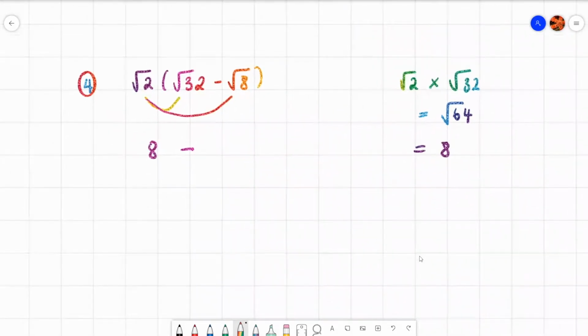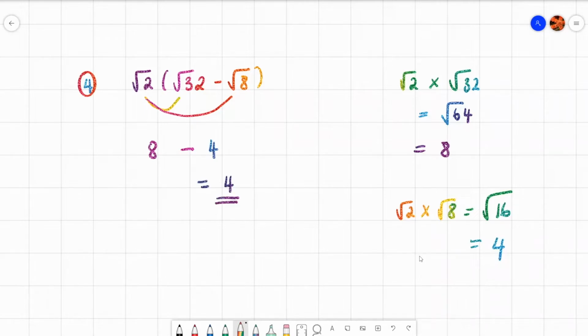Now we need to do square root of 2 times square root of 8. Again, you just times square roots together. So I end up with square root of 16. However, I know what the square root of 16 is. It is 4. So 8 take away 4 is just 4. So my answer is 4.